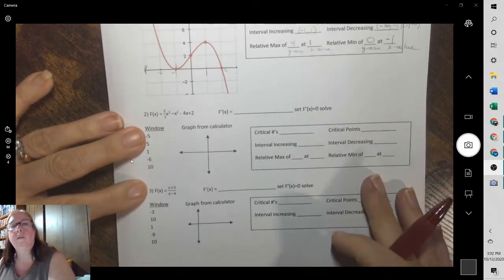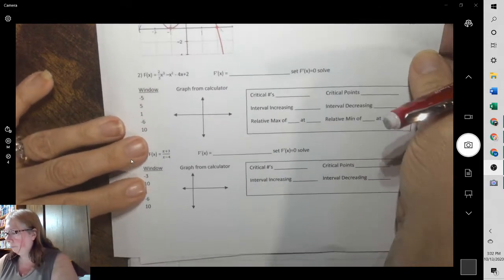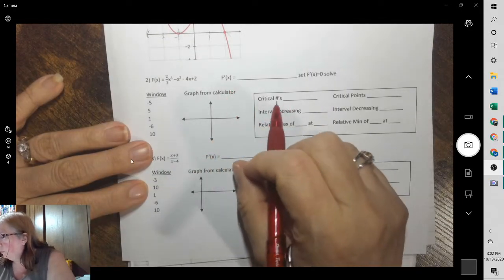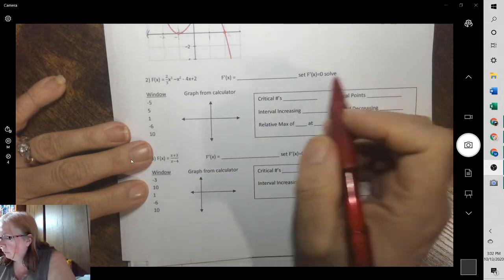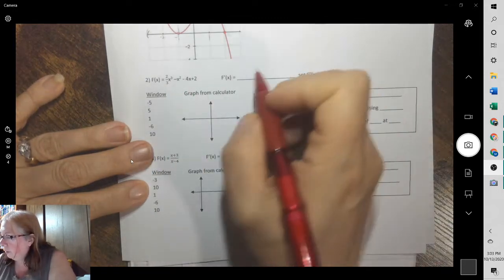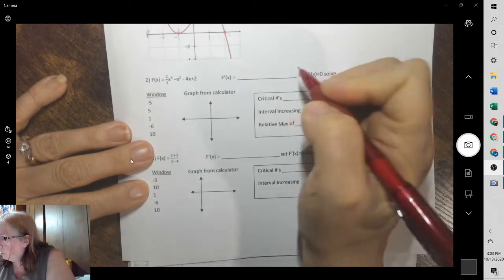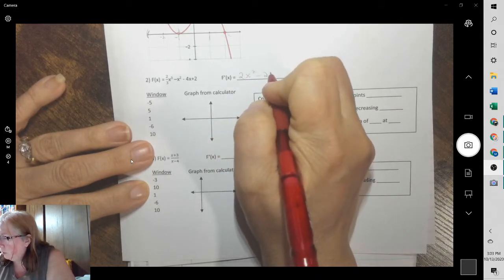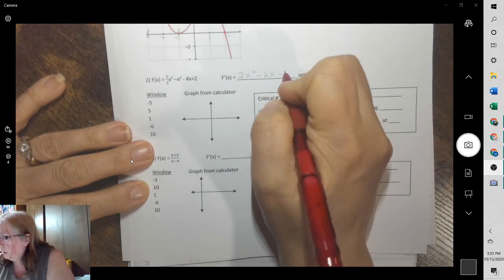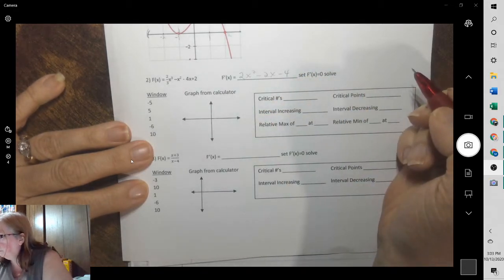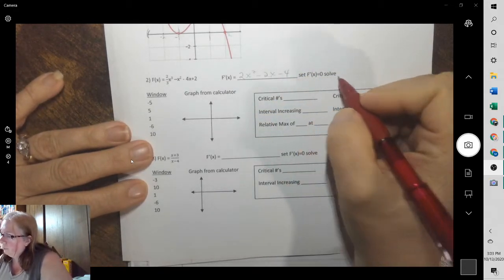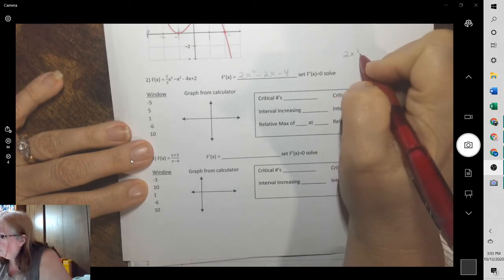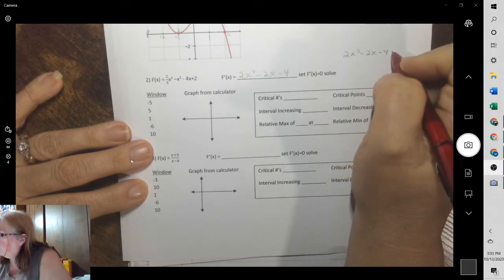Okay, let's try it without the graph. So we have this function. First thing we want to do is find the critical numbers by taking the derivative. If we take the derivative, 3 times 2/3 is 2. So it's 2x squared minus 2x minus 4. Set the derivative equal to 0 and solve. So 2x squared minus 2x minus 4 equals 0.